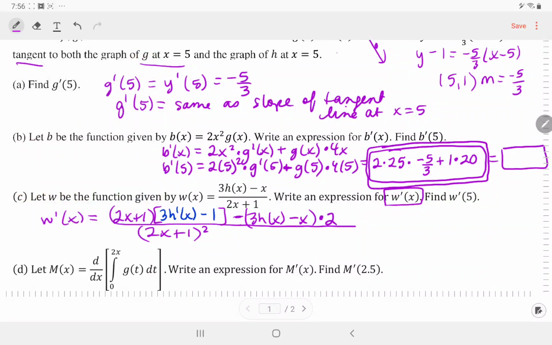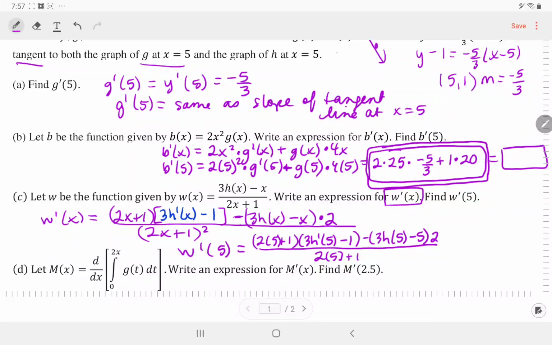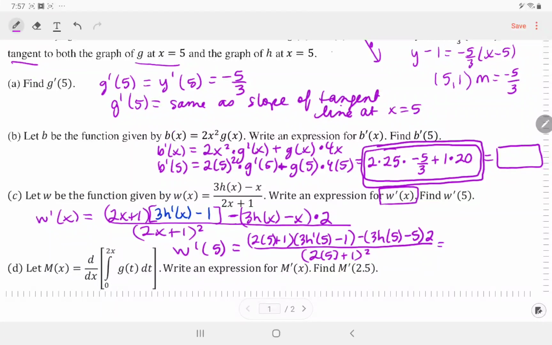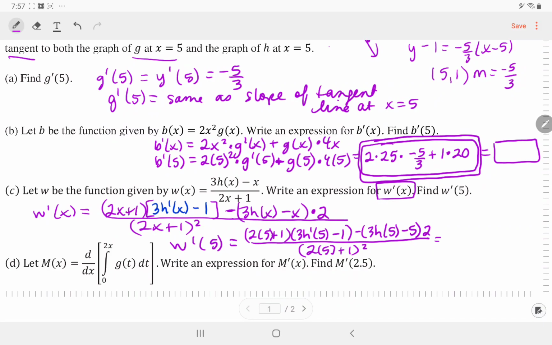Okay, so let me substitute 5 in. So then that would be W prime of 5 equals 2 times 5 plus 1, 3 times h prime of 5 minus 1, minus 3h of 5 minus 5 times 2 over 2 times 5 plus 1 squared. Okay, h prime of 5. So I guess I'm going to simplify that to 11 just because it's shorter because I don't have too much space. H prime of 5.